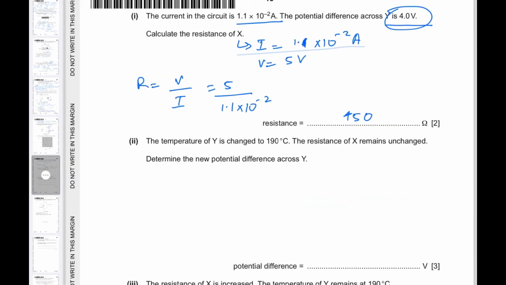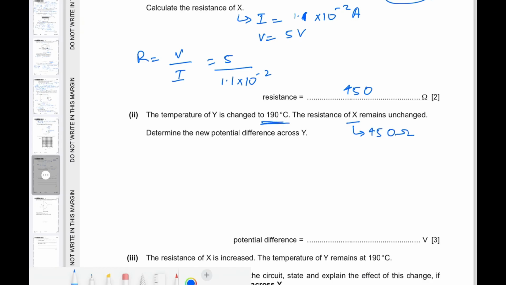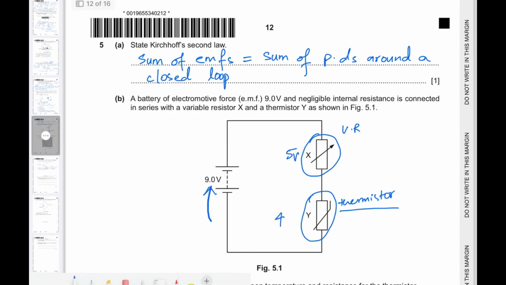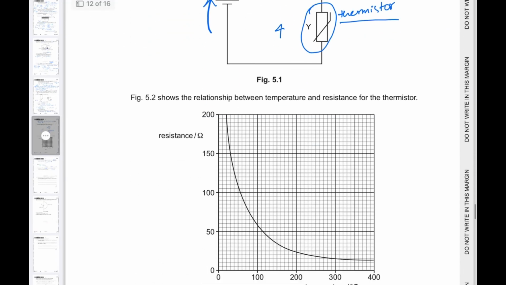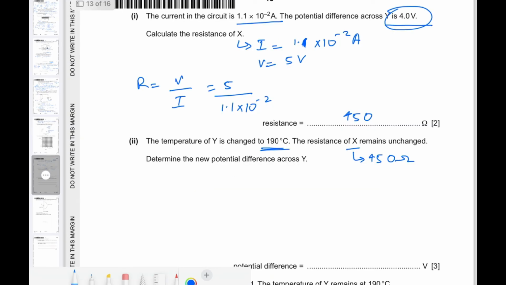The temperature of Y, the thermistor, is changed to 190 degrees Celsius. The resistance of X remains unchanged, so this will be 450 ohms. And using this temperature, we can find the resistance of the thermistor. Determine the new potential difference across Y. Okay. At 190 degrees Celsius, the resistance of Y is 25 ohms.